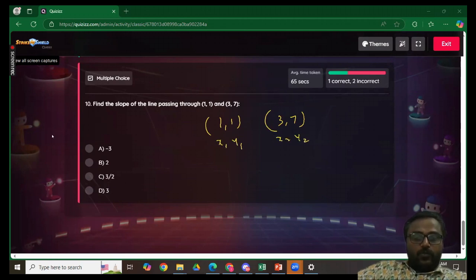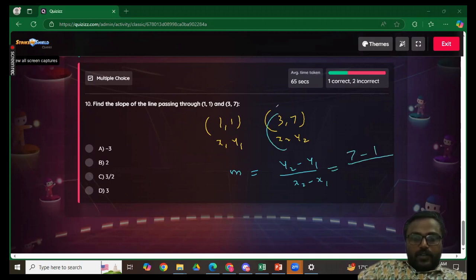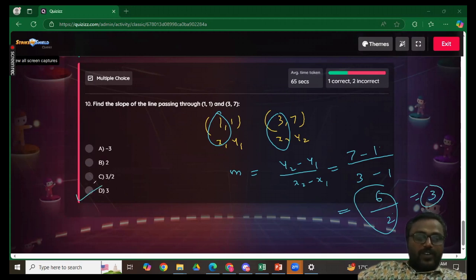So what is the slope formula now? m is equal to y2 minus y1 over x2 minus x1. So y2 is what? 7. y1 is what? 1. x2 is what? 3. x1 is what? 1. So what do we have? 7 minus 1 is 6, 3 minus 1 is 2. So 6 divided by 2 is equal to 3. So option D is correct in this case.